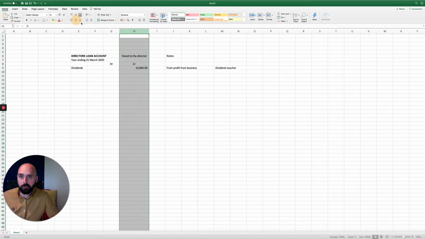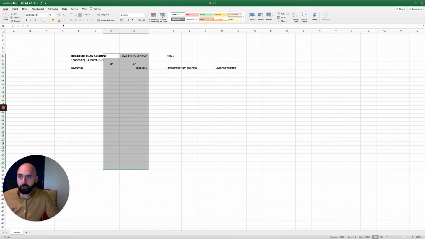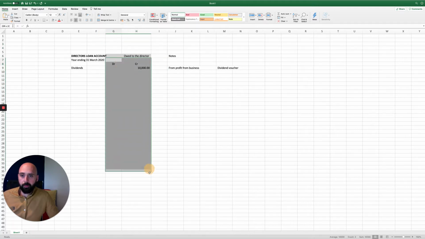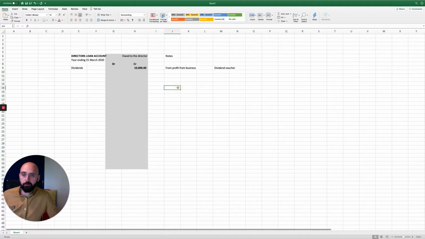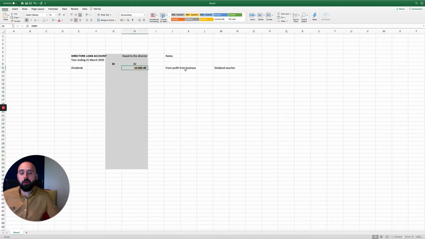Everything on this side is owed to the director. Let's just sort of shade this area in. Okay, I couldn't think of a more creative colour, so I've just gone with grey. Let's just put that in there. Okay, so if nothing happened at all in the business, apart from what you can see on the screen, so you've decided to pay yourself £10,000 because there's enough profit in the business, but you've not made that payment. You've physically not made that payment. You've just said that you owe yourself, you're going to declare £10,000 worth of dividends.